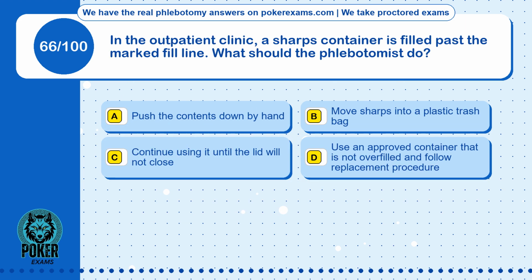Question 66. In the outpatient clinic, a sharps container is filled past the marked fill line. What should the phlebotomist do? Option A. Push the contents down by hand. Option B. Move sharps into a plastic trash bag. Option C. Continue using it until the lid will not close. Option D. Use an approved container that is not overfilled and follow replacement procedure.